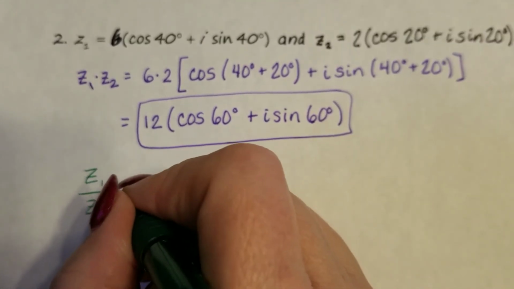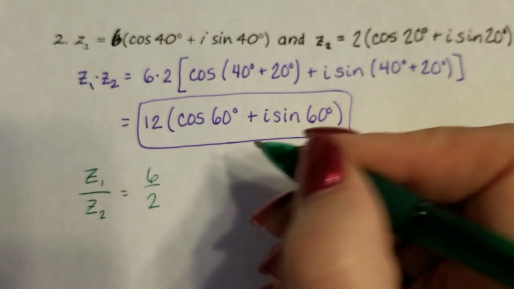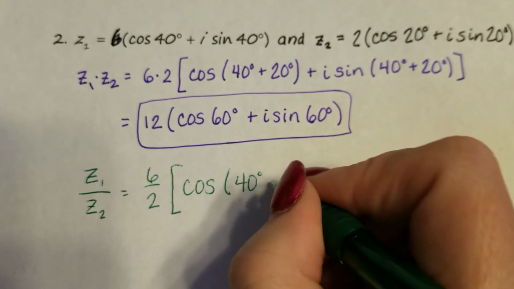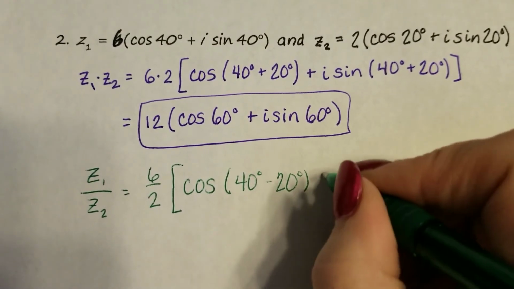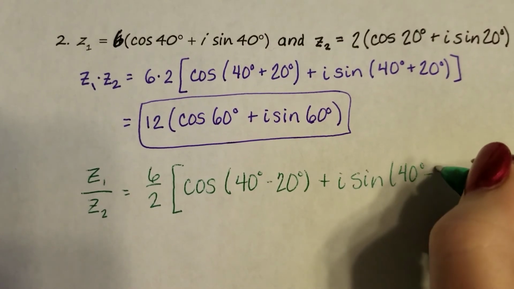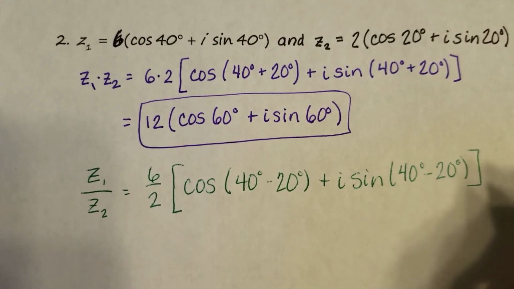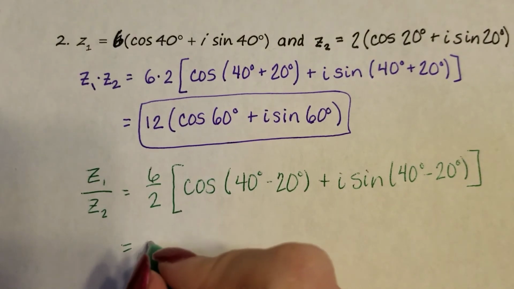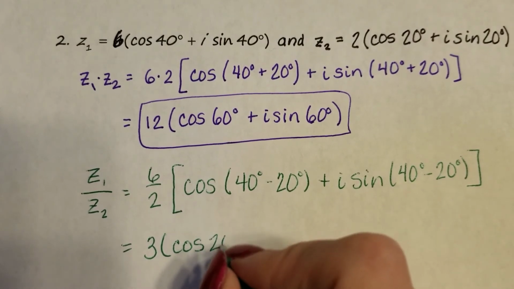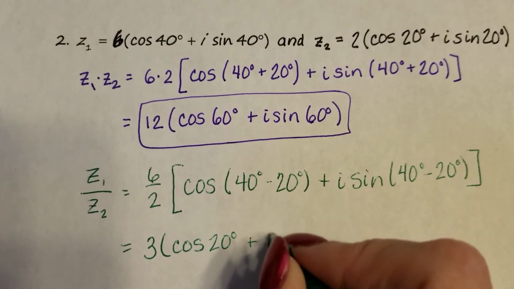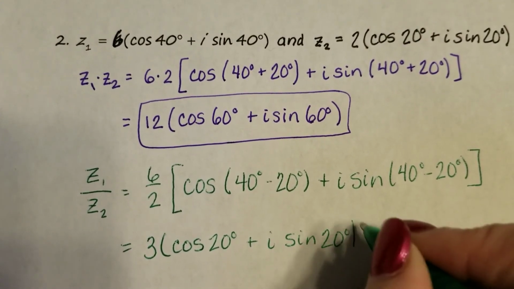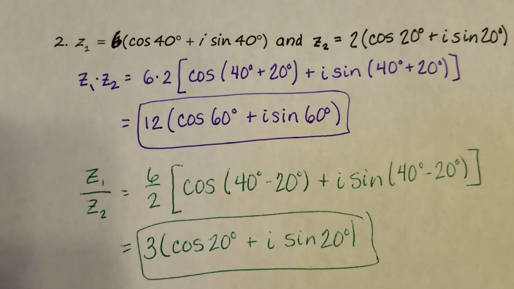z1 divided by z2, then we'll take 6 divided by 2. Cosine of 40 minus 20 plus i sine 40 minus 20. 6 divided by 2 is 3. And we'll have the cosine of 40 minus 20 is 20 plus i sine 20, and that is your answer there.